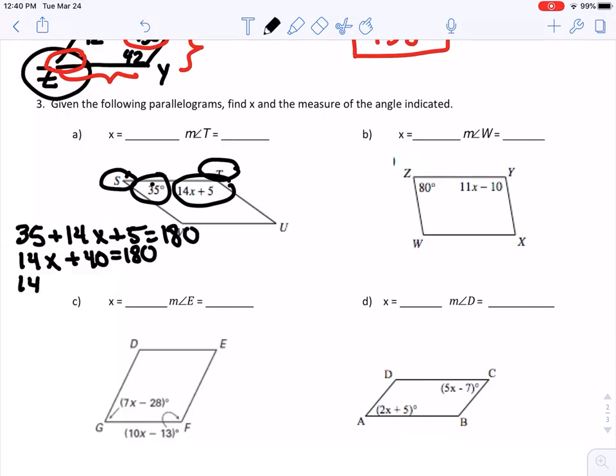Minus the 40 from both sides. If you do that, you get 140. And if you divide by 14, you're going to get x equals 10. So there's my x. And then it also asks me to find the measure of angle T.